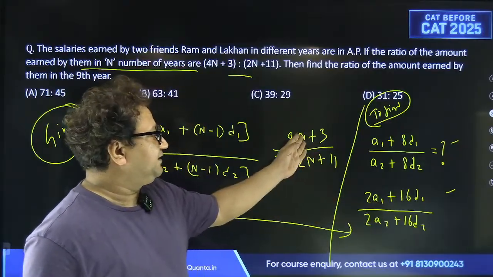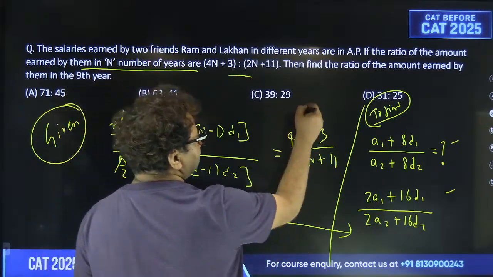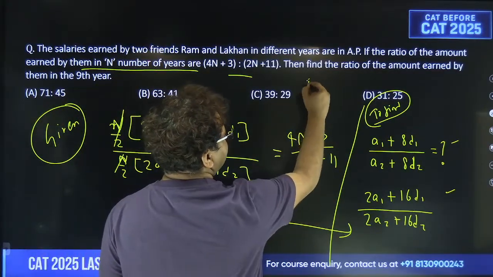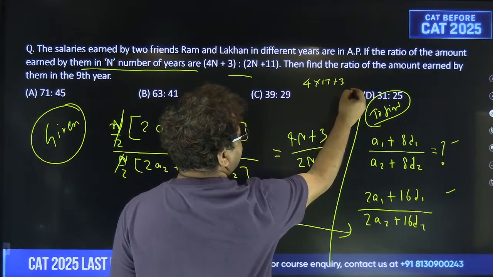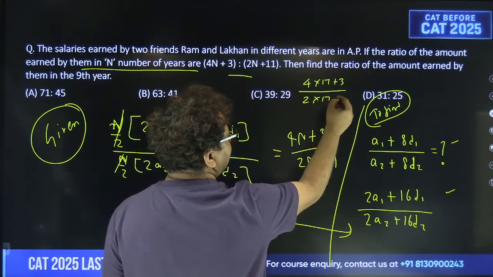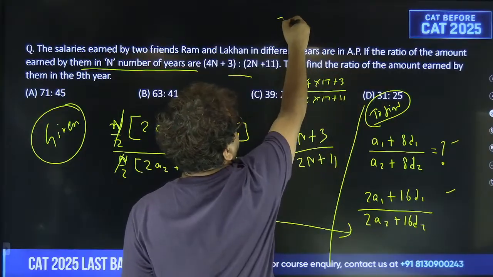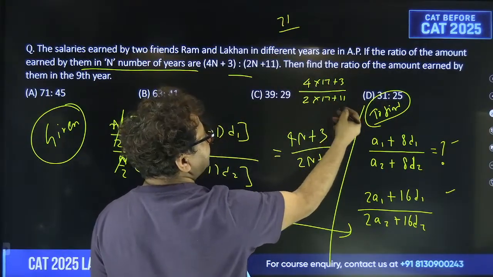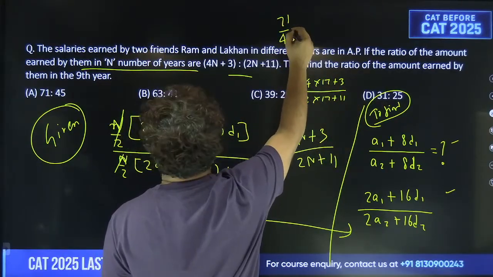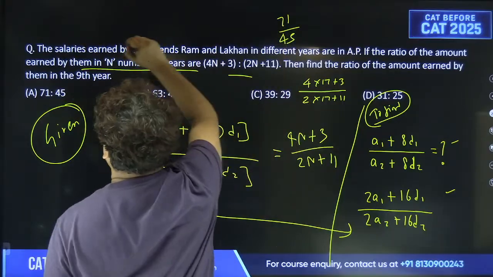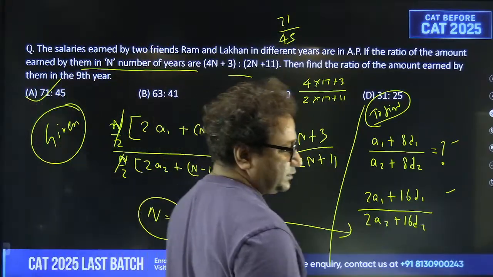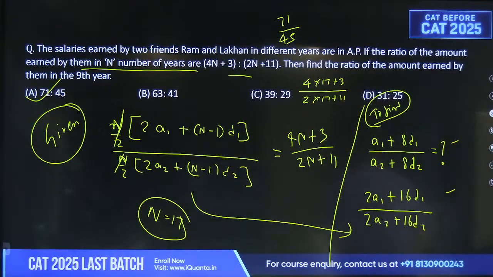So let's put 17 there. So the answer is 4 into 17 plus 3 upon 2 into 17 plus 11. 68 plus 3 is 71. 34 plus 11 is how much? 45. This is going to be my answer. Option A. Clear? All of you got that?